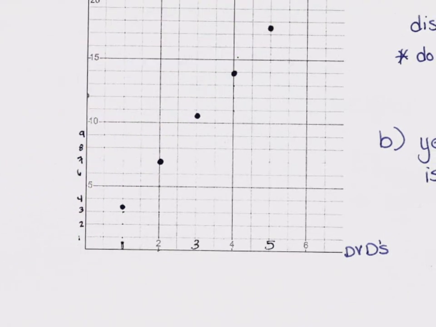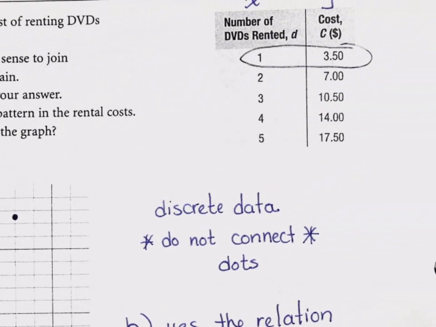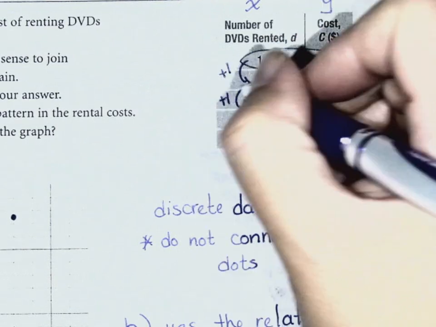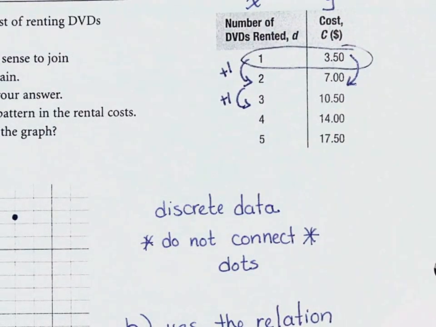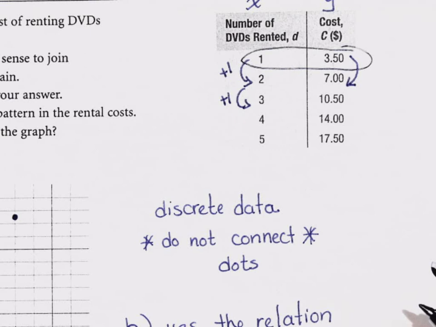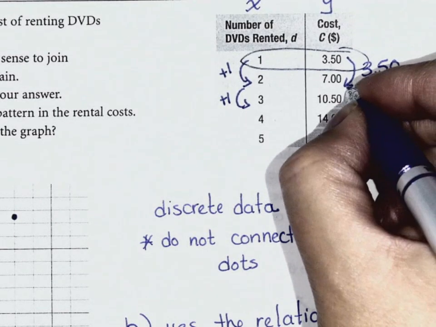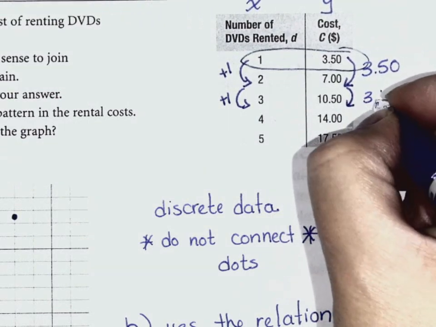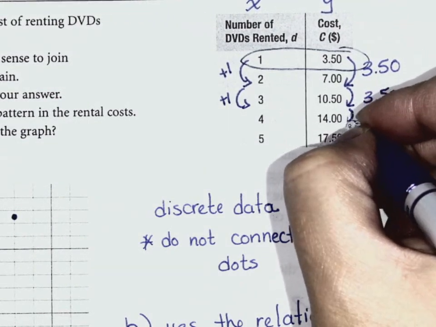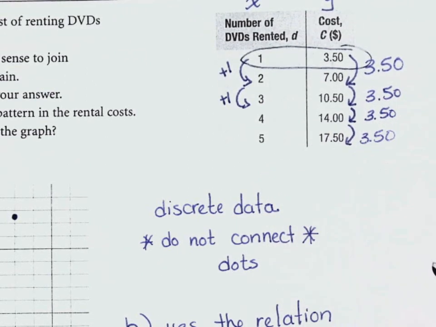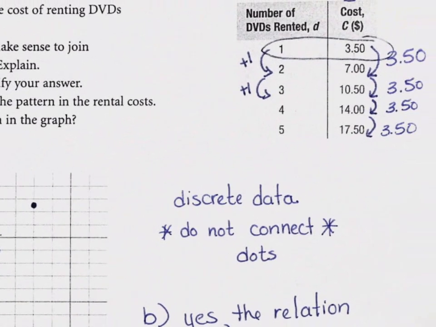Okay. Use the table to describe the pattern in rental costs. How is this pattern shown on the graph? Okay. This is the pattern that we want to see. What's happening from here to here? We're going up by ones. What's happening on this side? We're going up by $3.50 each time. All right, $3.50.